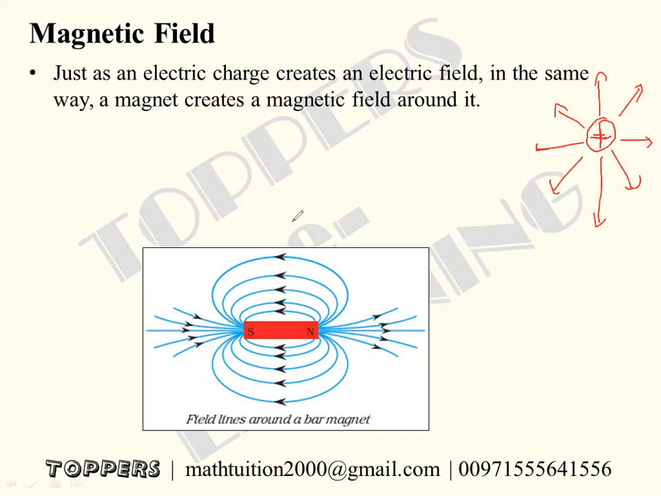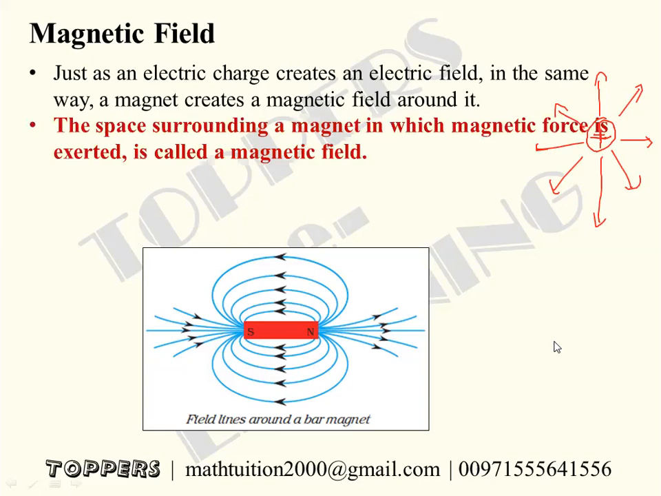So the region around this magnet where the interaction of the magnet is taking place, attraction or repulsion, that region is known as the magnetic field. The space surrounding a magnet in which magnetic force is exerted is called a magnetic field. That's the definition you have to remember.